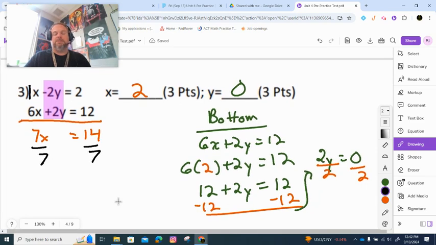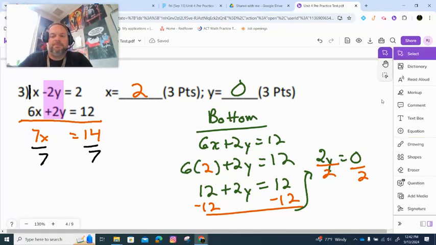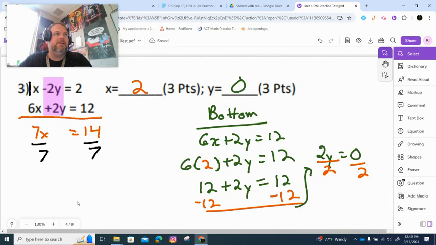I hate typing them into the grade book, but unfortunately I have to do it a lot. That was number 3. Looks like the 5 people that are paying attention are good.